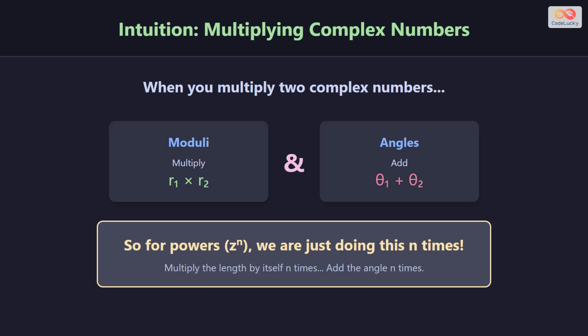Here is the key insight. When you multiply two complex numbers, you simply multiply their lengths and add their angles. So, if you square a number, you square its length and double its angle. If you cube it, you cube the length and triple the angle. This pattern holds for any power.